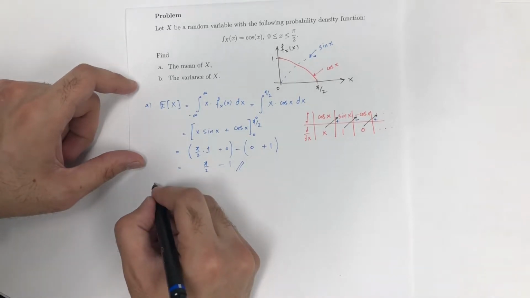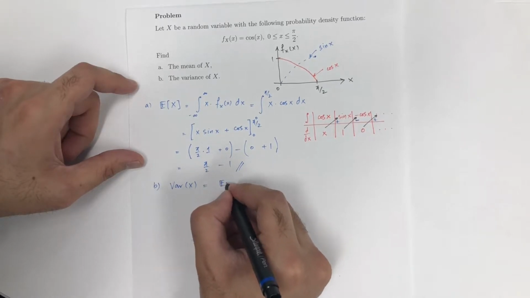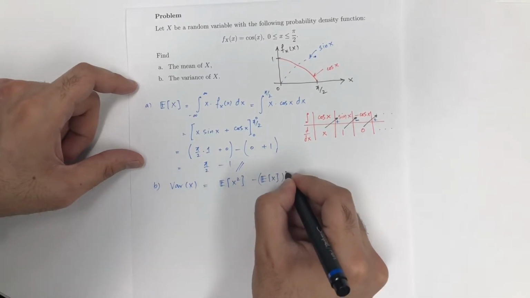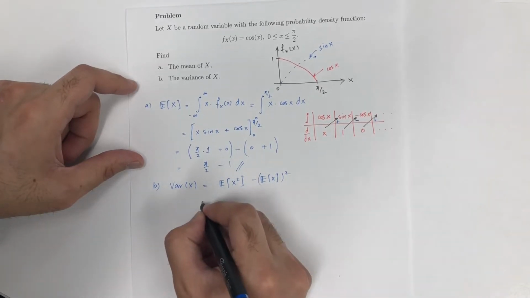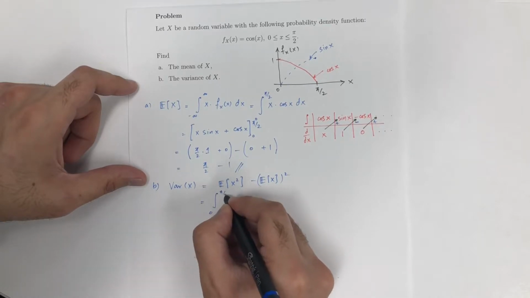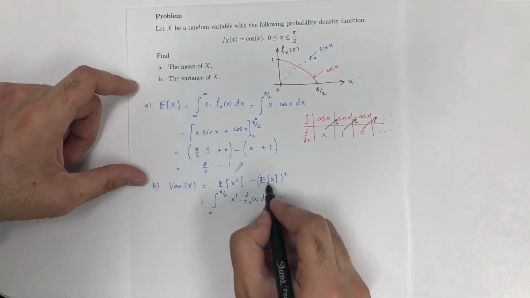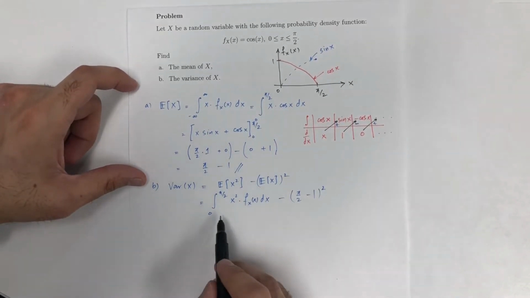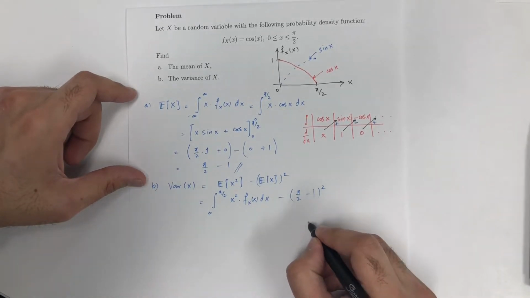Okay, so the next part is the variance of x, which by definition is expected value of x squared minus expected value of x whole squared. And this we have already computed in the first part. So this evaluates to, again, 0 to pi over 2 x squared fx of x dx, minus, this is coming from the first part, which is pi over 2 minus 1 whole squared. Now again, this expression requires integration by parts, and as we did before, I will again follow the tabular method.